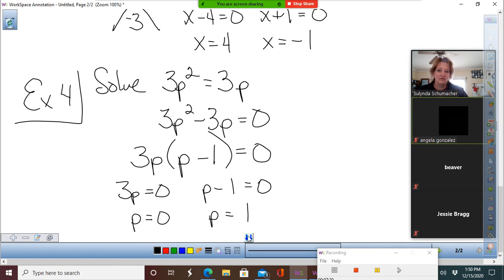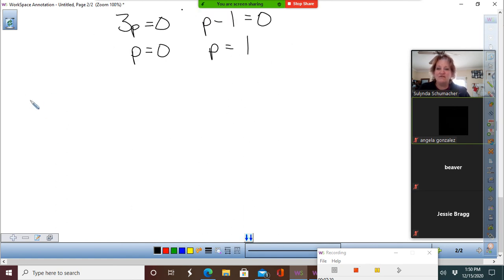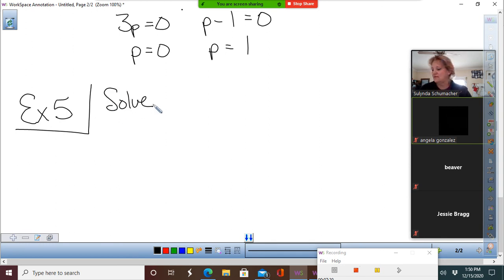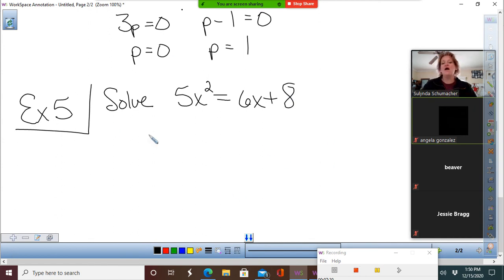All right, let's make it just a little bit tougher. I always like to do that. How about, let's solve for, how about 5x squared equals 6x plus 8. All right, step number 1, we have to move it all over to one side together. So I have 5x squared minus 6x minus 8 equals 0.